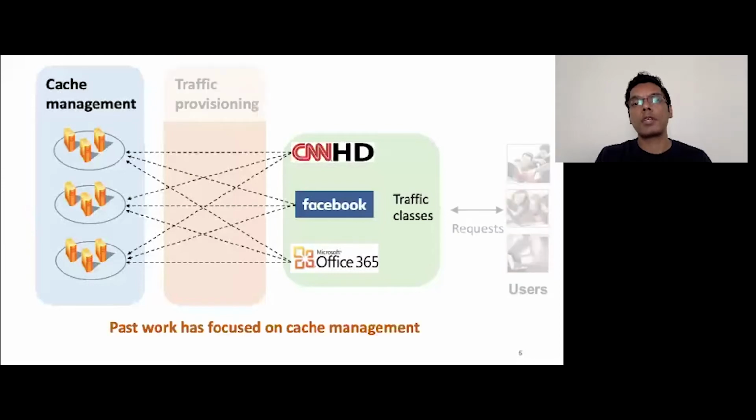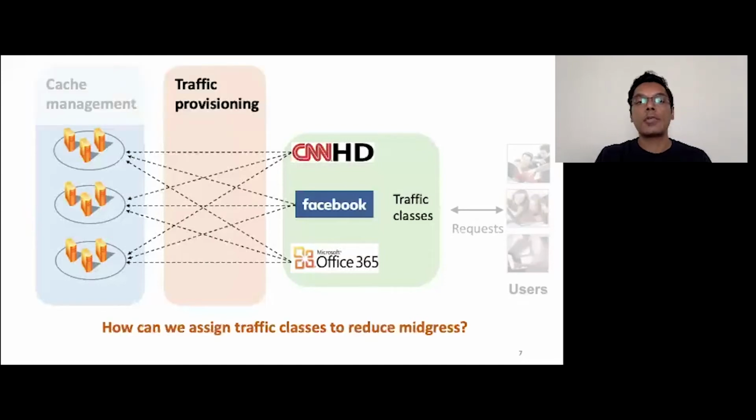Past work has focused a lot on optimizing cache management algorithms and reducing midgress. In this work, we focus on the traffic provisioning system. Existing traffic provisioning systems don't explicitly reduce midgress. We propose traffic provisioning algorithms that explicitly reduce midgress and show that these approaches are complementary to any existing optimizations in the cache management system.